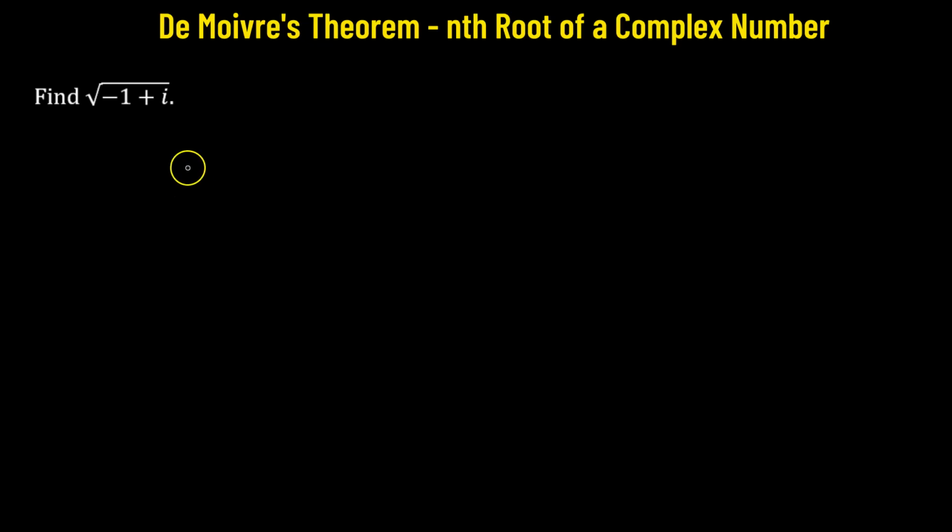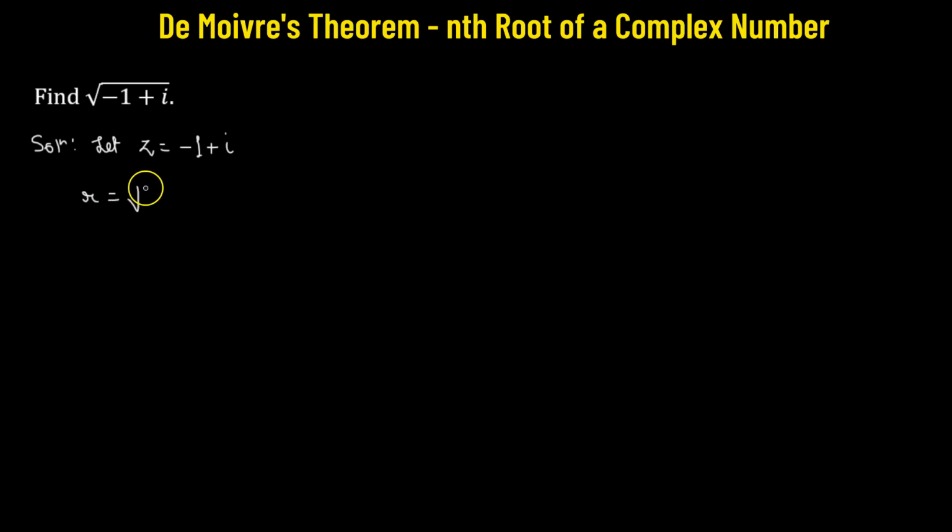We need to obtain the square root of our complex number negative 1 plus iota. So let's begin. First, we will consider complex number z, which will equal negative 1 plus iota. Our task will be to convert this given complex number to its polar form. For that, we'll need the value of r and the argument.